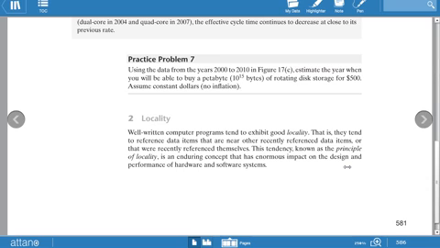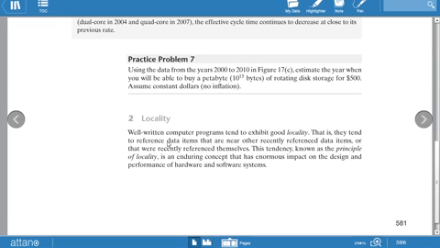Today I'm going to continue with chapter number 6, that is memory hierarchy. Until now we have covered the first topic, that is what is memory hierarchy, what are the contents of memory hierarchy, and what are the operations that we perform on the memory hierarchy, that is disk, CD-ROM, floppy disk, and many other memory devices. Today I'm going to start with your new topic, that is locality.